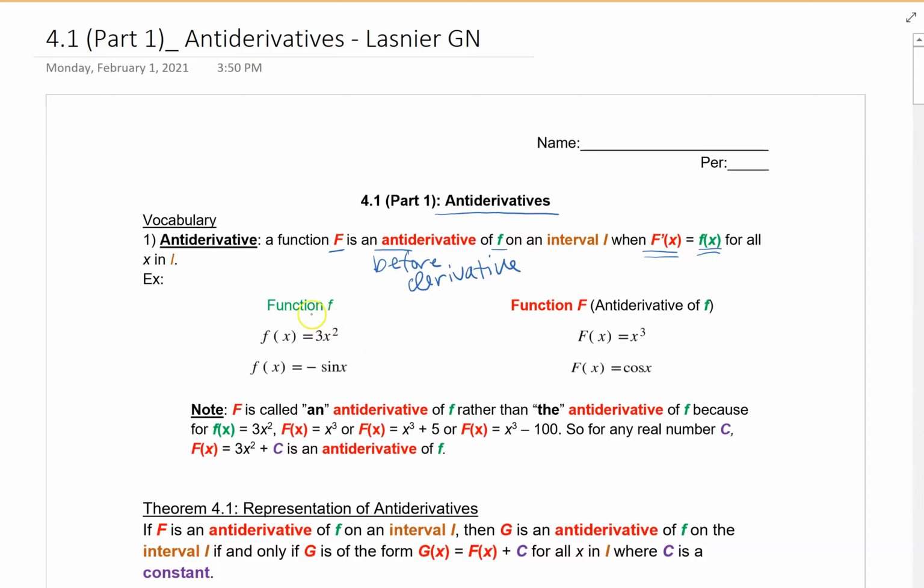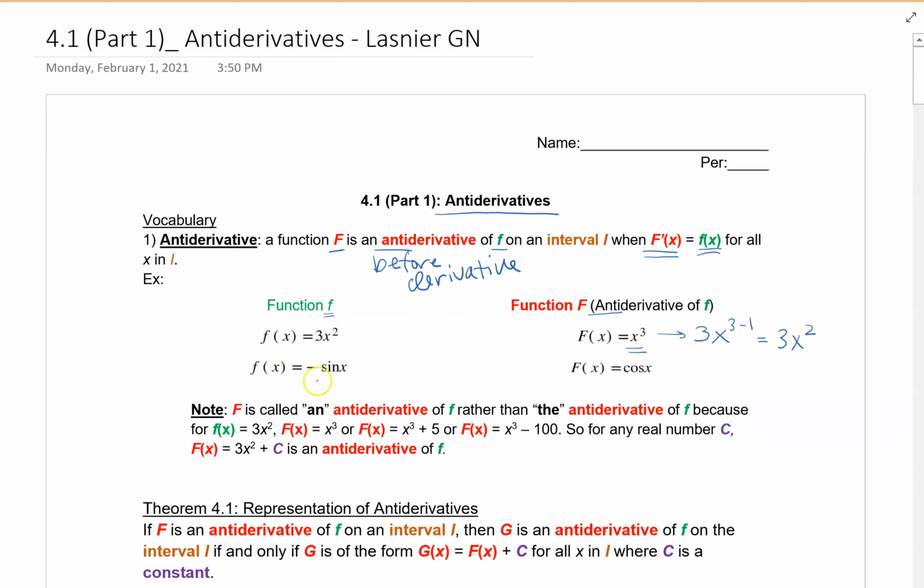So here are some examples of my lowercase f. Let's say I have the function 3x squared. The antiderivative, or the before derivative, of that function would be x to the third. Because if I take the derivative of x to the third, I'd bring the 3 down in front, I would subtract 1 from the power, and I would get 3x squared. So this is the derivative of x cubed, therefore x cubed is the antiderivative of 3x squared.